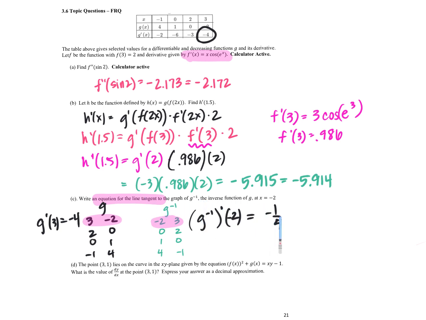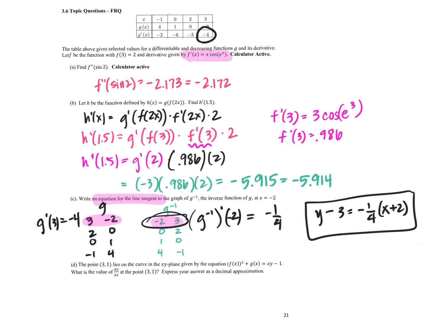We have a slope. What would my point be when x is negative 2 of my inverse? We're still looking at that, right? So it'd be y minus y1 equals my slope times x minus x1. Beautiful. Get out of here. That will be on your test period. So now let's try page 23.